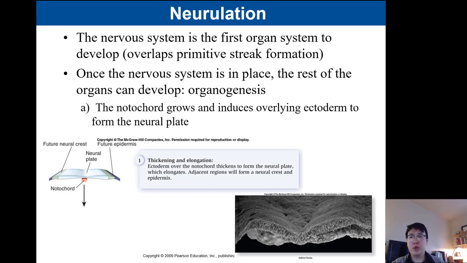And so the notochord sounds very similar to the spinal cord. The notochord grows and induces overlying ectoderm to form the neural plate. Okay, so you can see here's the neural plate. It's going to start pinching, sort of forming this little plate-like structure, and then the nervous system cord is going to be right underneath that little layer right here. So right here, just reading off the slide, thickening and elongation: ectoderm over the notochord thickens to form a neural plate, which elongates; adjacent regions will form a neural crest and an epidermis.